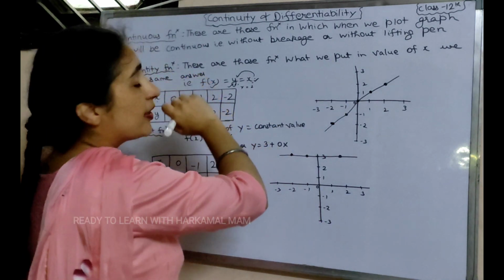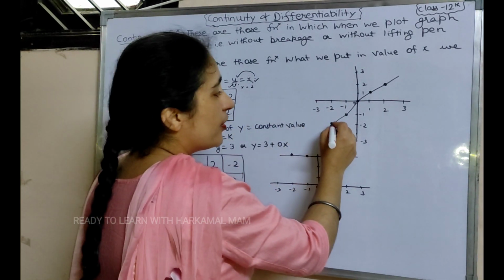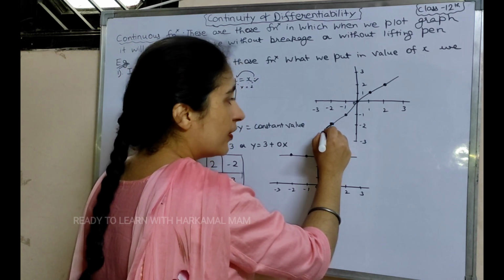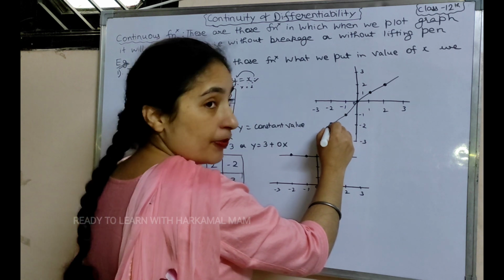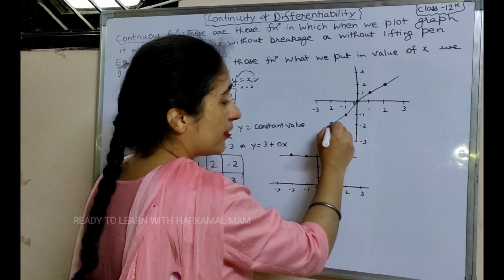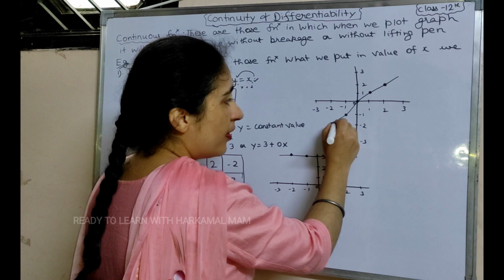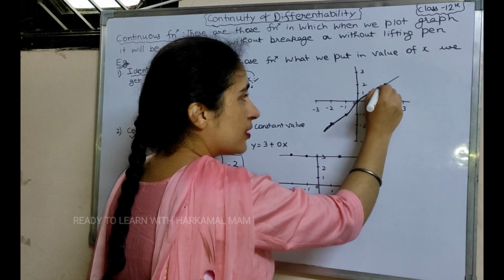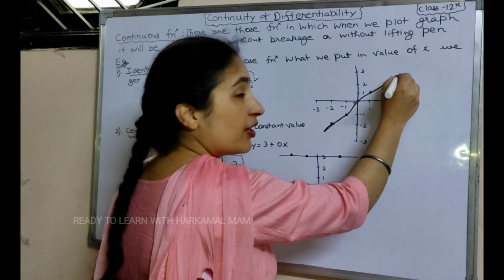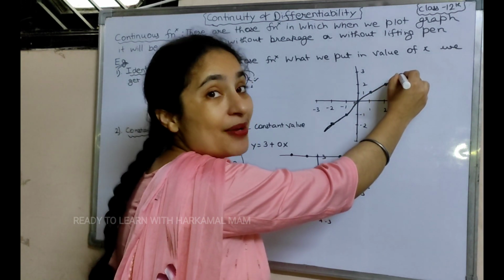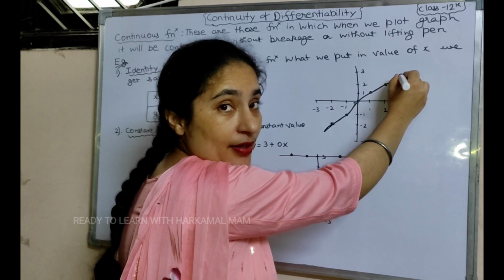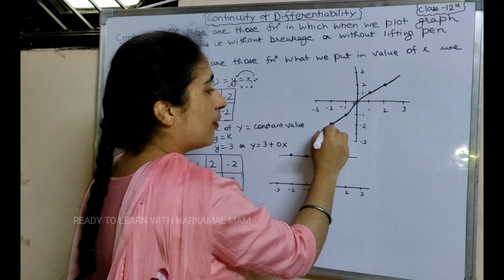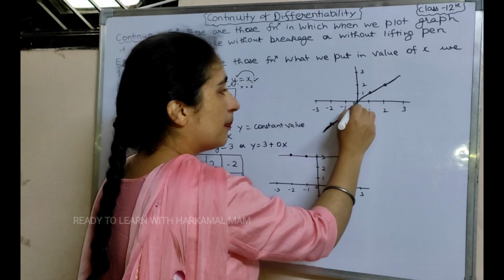What does it mean, the continuous function? When we plot the graph, here are the points. I am plotting the graph. How can I draw it? I can draw like this. I meet these points, and I am plotting the graph without lifting my pen. Can you understand? I am plotting the graph without lifting the pen.